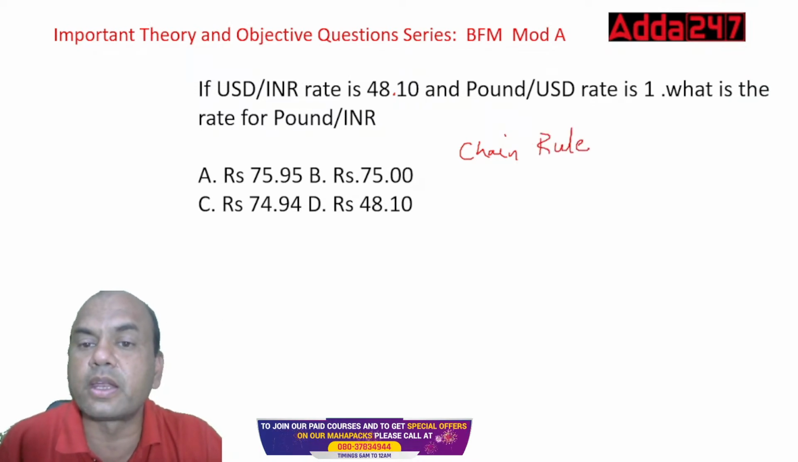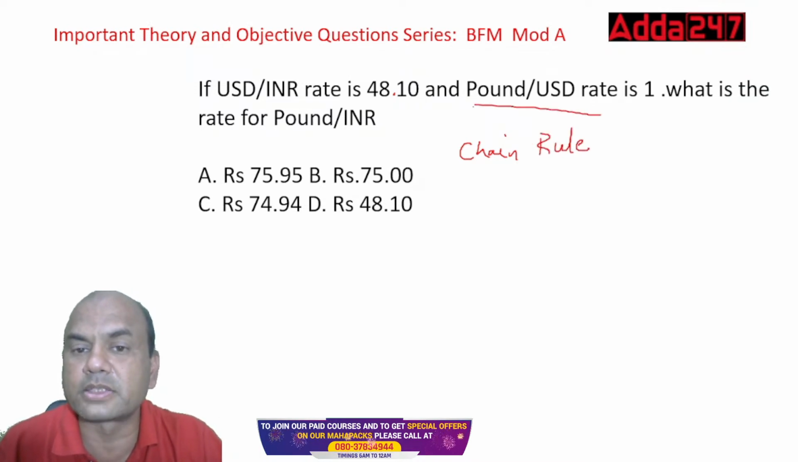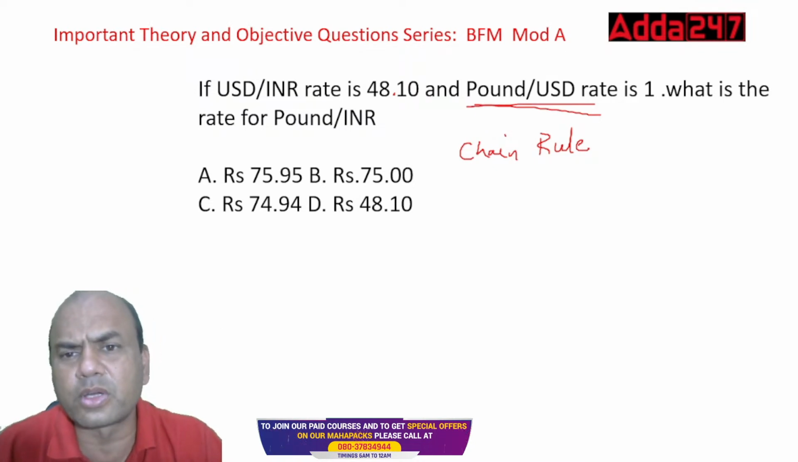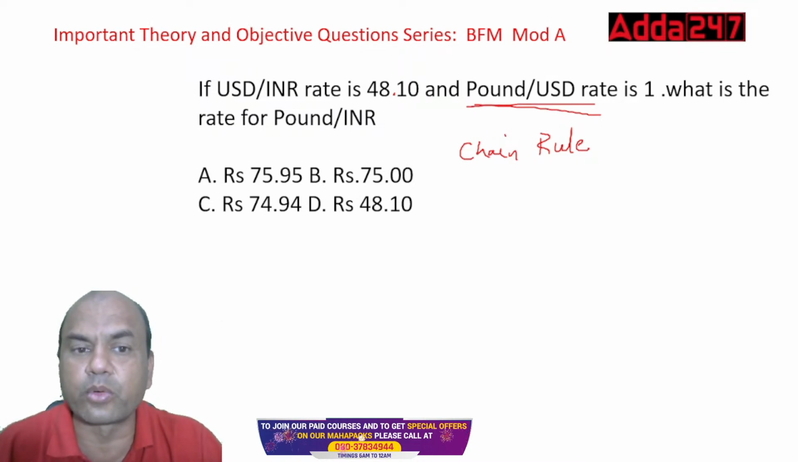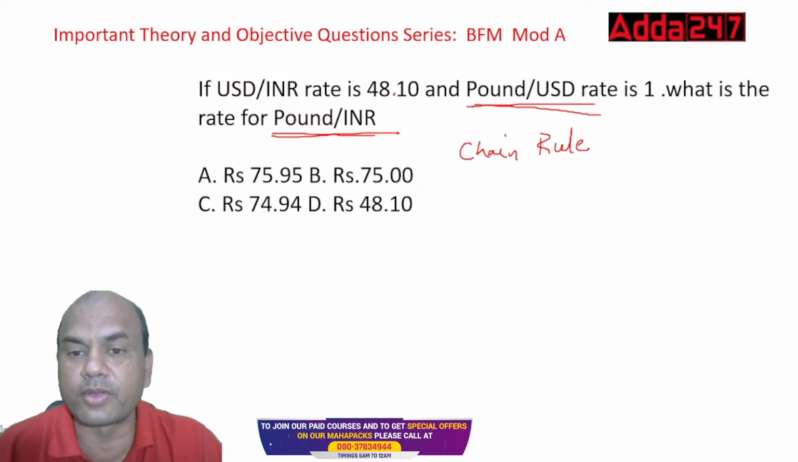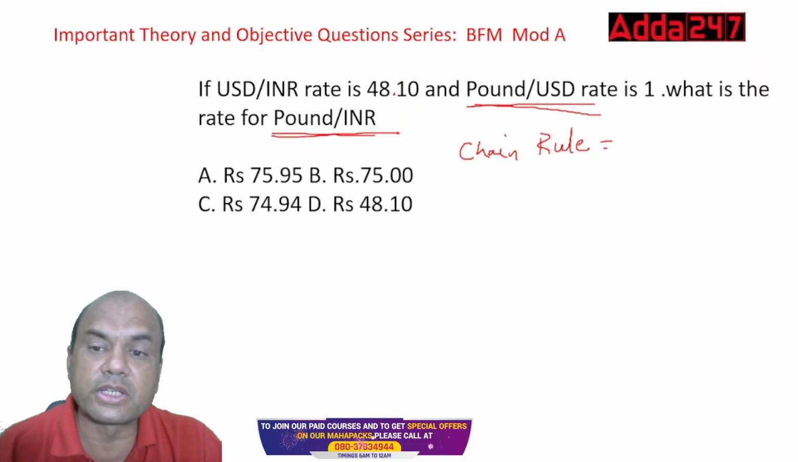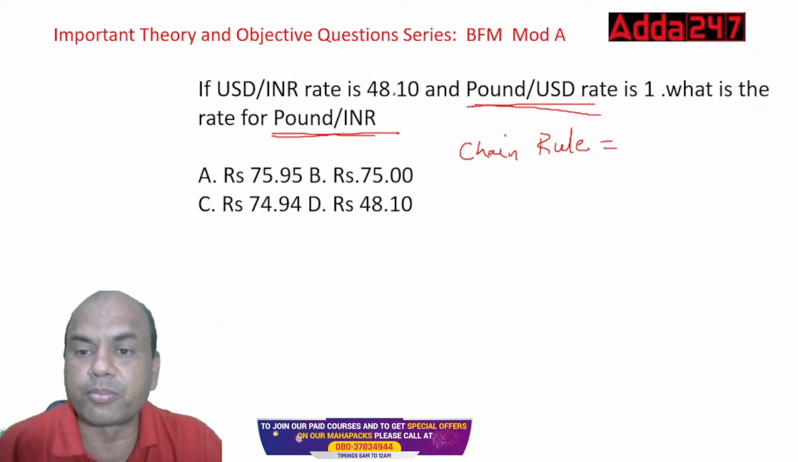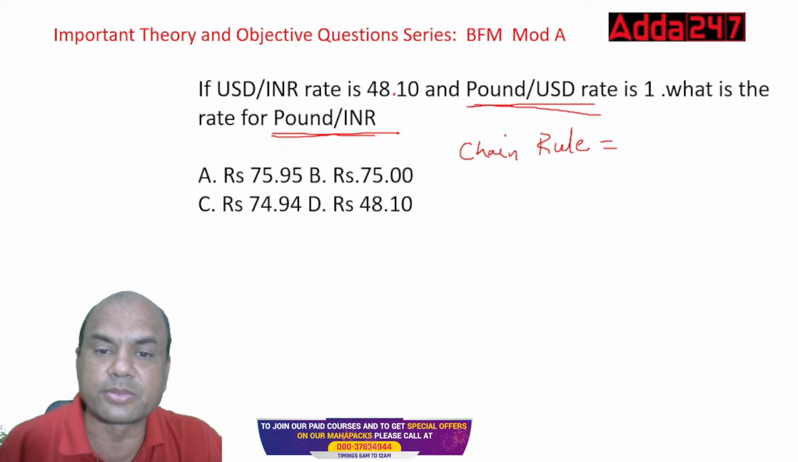When you don't know the rates of any currency vis-a-vis your local currency, means this pound to INR. If you don't know the rate, do you know the rates of pound to INR over here? No. But you have the other rates, some base currency rates. So we use the chain rule. We use it like this. You have pound to INR. I'll write it P to I.